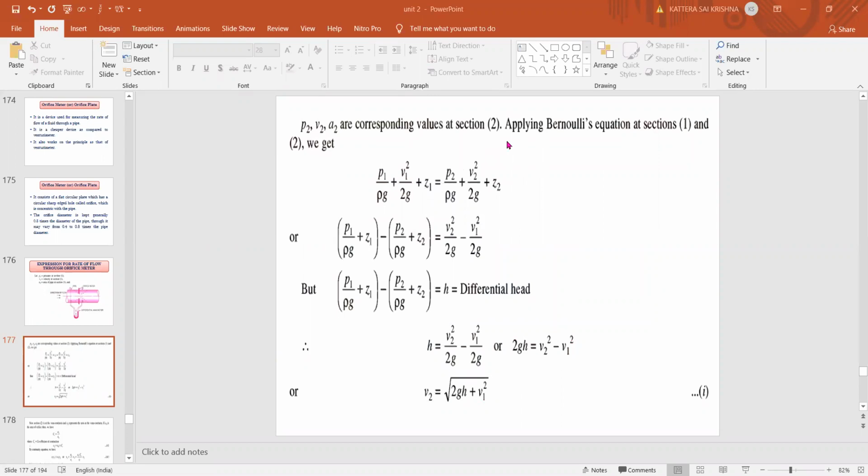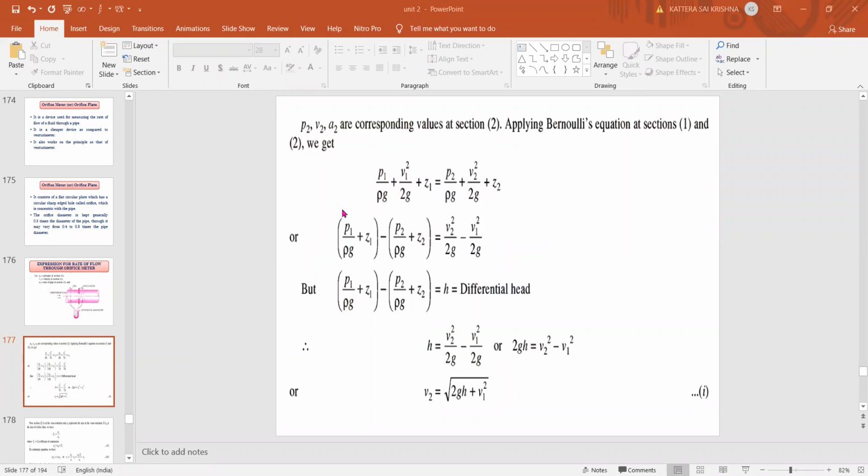Later we need to apply Bernoulli's equation at section 1 and section 2. We already know the Bernoulli's equation: P1 by rho g plus V1 square by 2g plus Z1 is equal to P2 by rho g plus V2 square by 2g plus Z2. And we know that the difference of pressure head H can be taken from this. That is, P1 by rho g plus Z1 minus P2 by rho g plus Z2 is equal to H, the differential pressure head value.